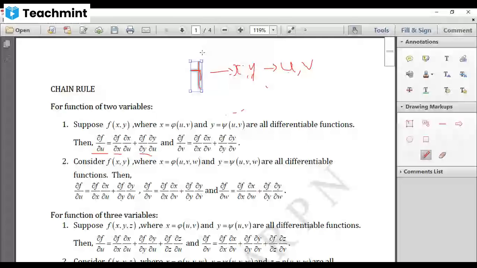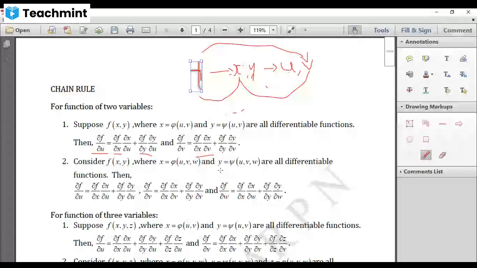That's very simple. As we have done for u, in the same way: partial derivative of f with respect to x, times partial derivative of x with respect to v. While differentiating f with respect to x, you'll keep y as constant, and partially differentiate x with respect to v. While differentiating with respect to v, you'll keep u as constant. See here.